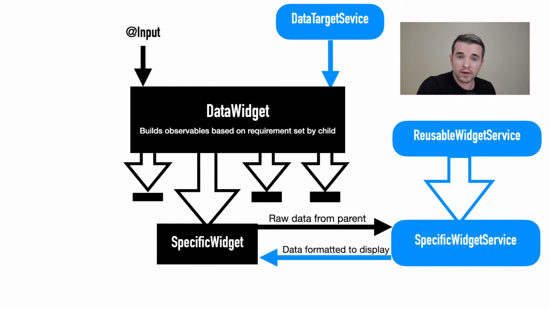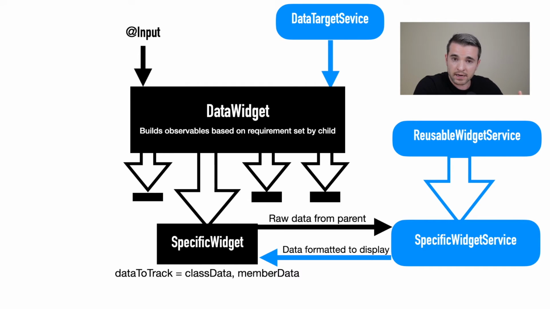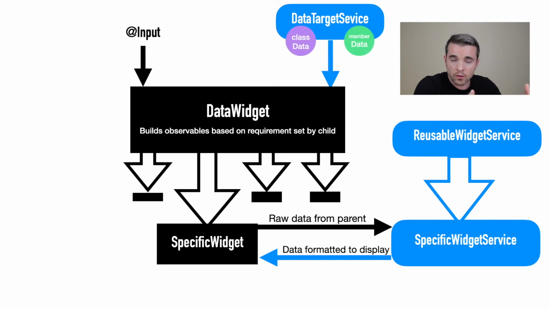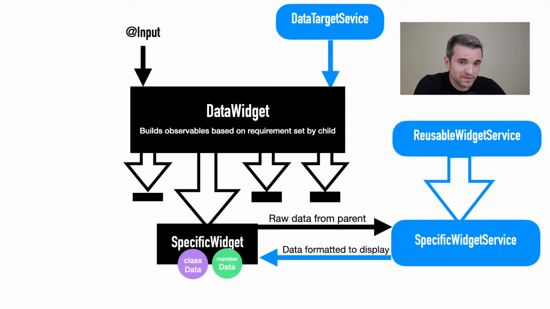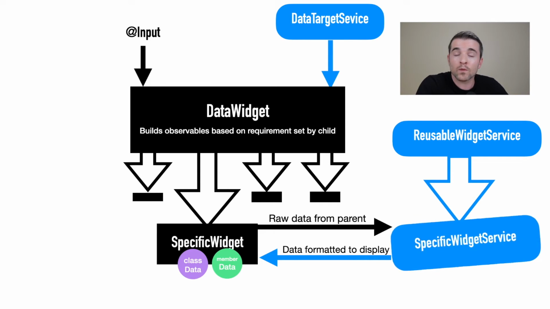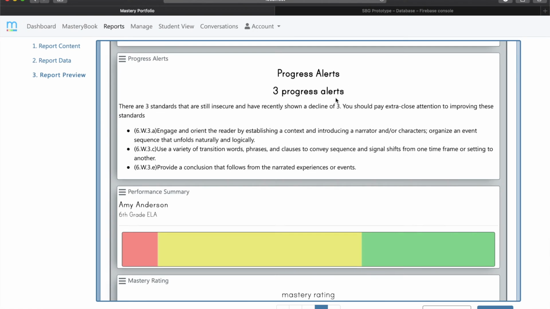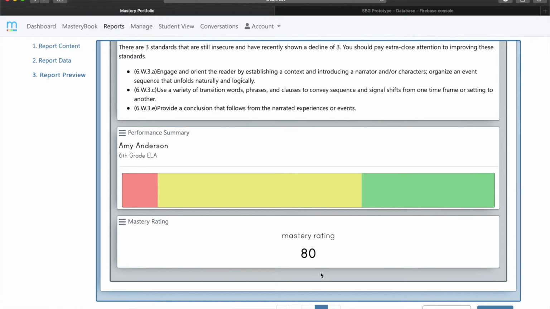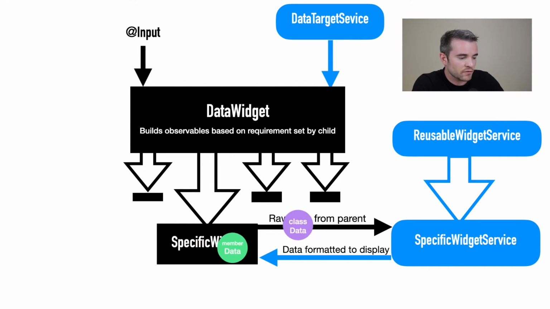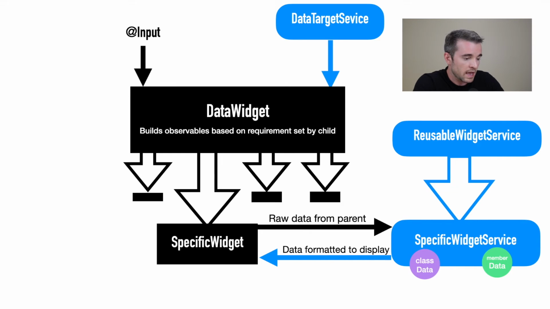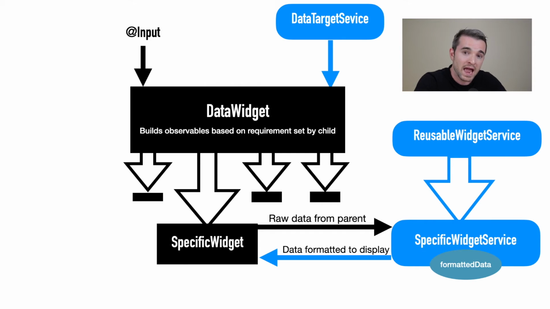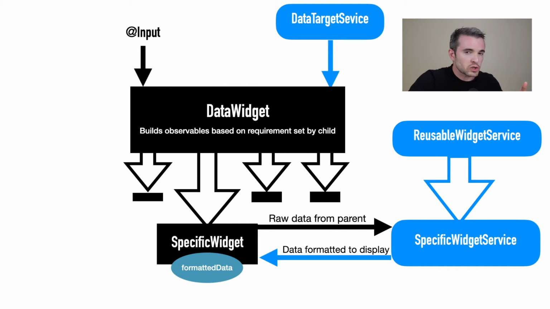The child component tells the data widget which observables to watch. That data goes into the data widget, and then the watched observable data gets passed down to the child component. Once the child component receives that data, it has its own service for manipulating that data in order to produce some of the things that you see in this example, like this list of progress alerts, or this bar, or that number. So it sends the raw data that it got from the parent over to its service, and then after that data has been manipulated and is ready to be displayed, it gets passed back down to the specific widget. So that's the idea.